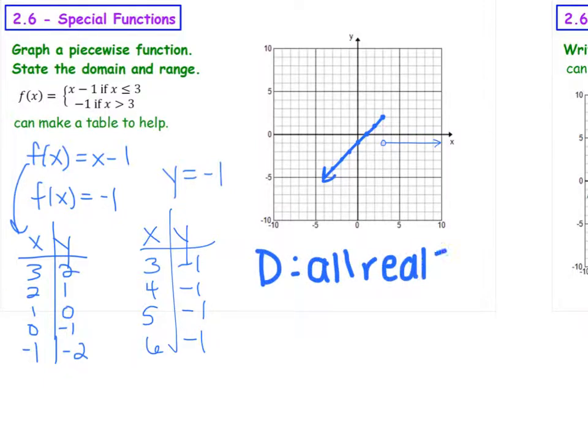And then for the range, I can see that the highest point of my graph is right here. The lowest point I can't see because it's going to go down forever. So this is the highest point, and every point in between is covered. Now if you look right here, it looks like -1 isn't covered, but all of these points have outputs of -1, and there's also an output of -1 on that graph. So I know it's this point and below. The highest y value is 2, so y is less than or equal to 2 is your range.